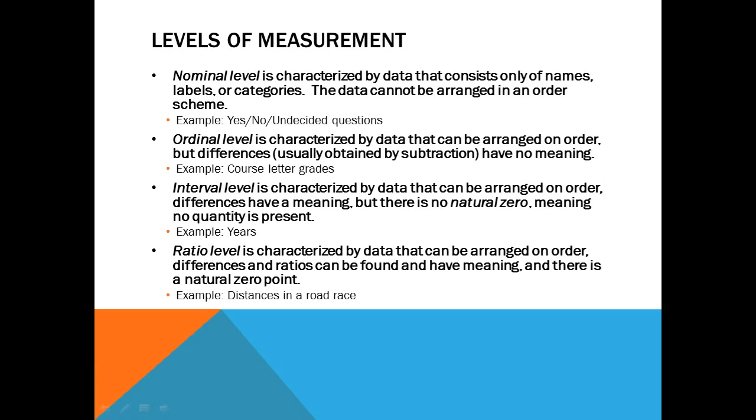The last one is ratio level, and that's where you have the whole kit and caboodle. You have everything arranged in order. Differences can be found. Ratios can be found, and they have different meaning. And there's absolutely a natural 0 point with ratio level. For example, if you're talking about different distances in a road race and what people ran, or how fast they ran in terms of time and stuff like that, you're going to have a natural 0 point where there's no difference between some people, and you're going to have different levels that you can deal with, and they can all be put into ratio format.